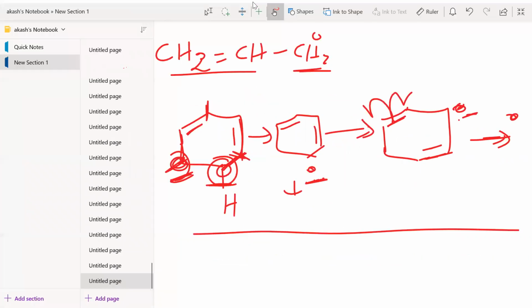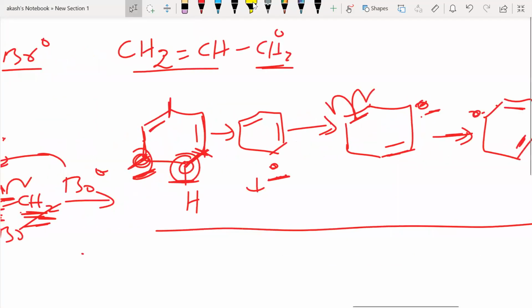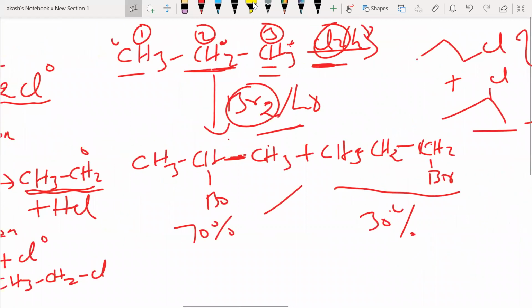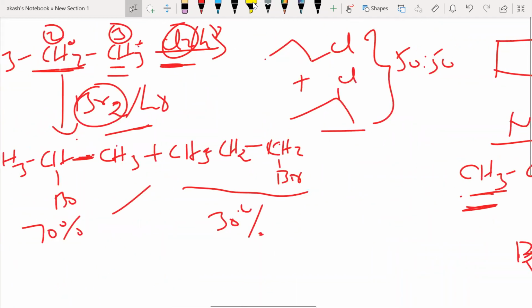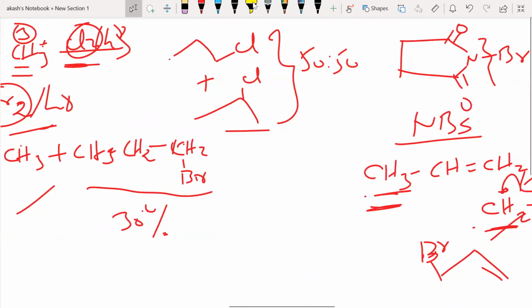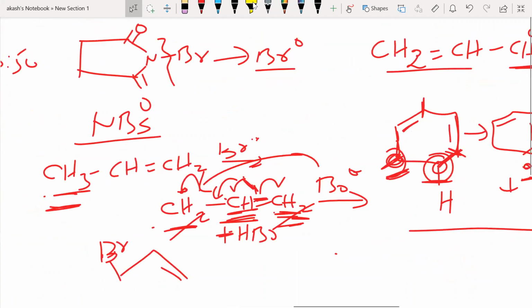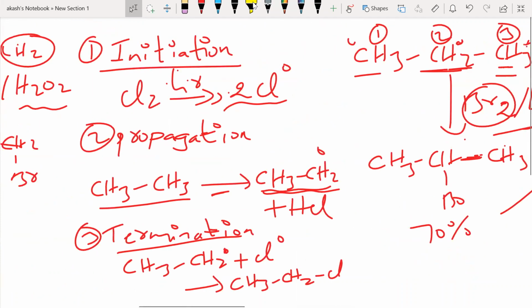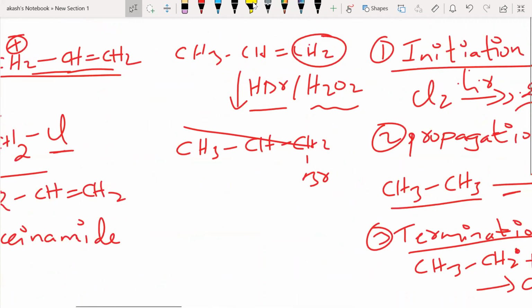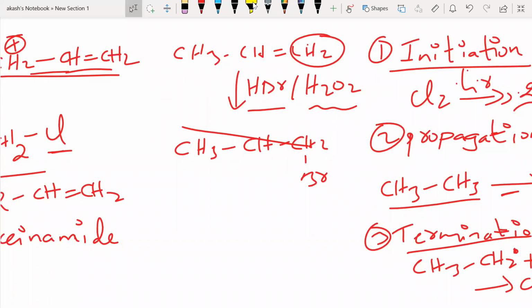Okay, I'll continue then. Now to the third reaction, guys. We spoke about the first, free radical substitution, in the presence of H2. Then we went for NBS, allylic substitution. Now we are going for anti-Markovnikov addition of HBr.